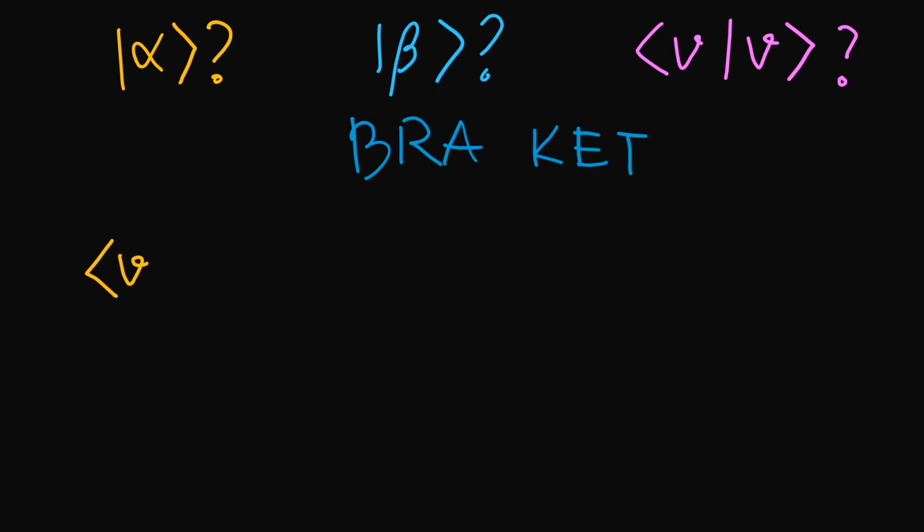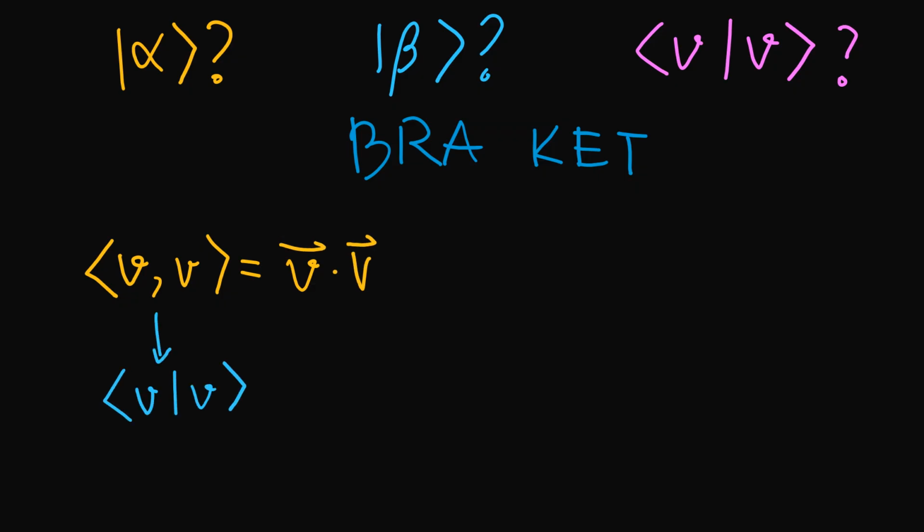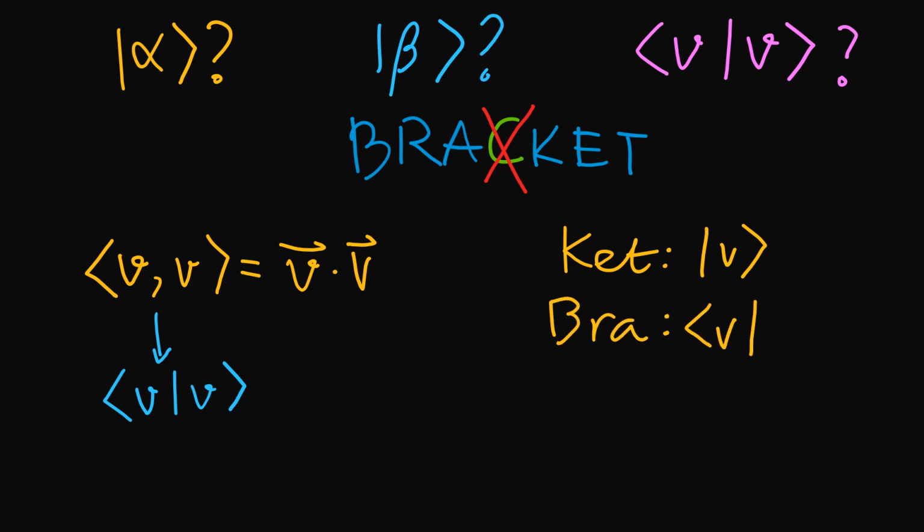It comes from the mathematical inner product. Someone added a vertical bar in place of the comma. Does it not look like something inside the bracket? For unknown reasons, the letter C is gone, and we have got bra and ket. Ket is the one with the right angle parenthesis, meanwhile bra is the one with the left angle parenthesis.